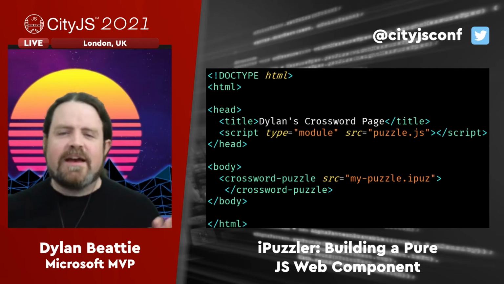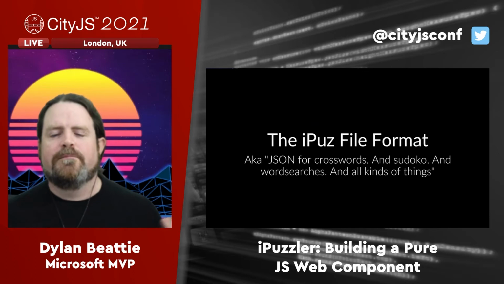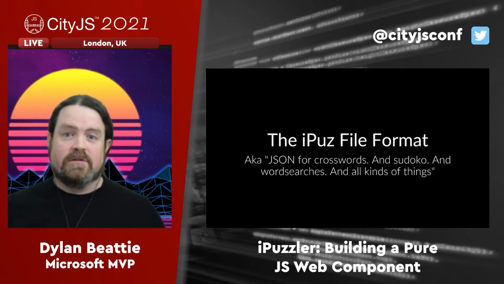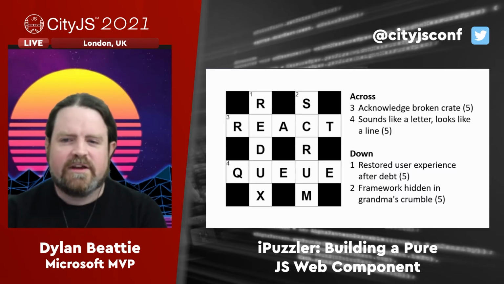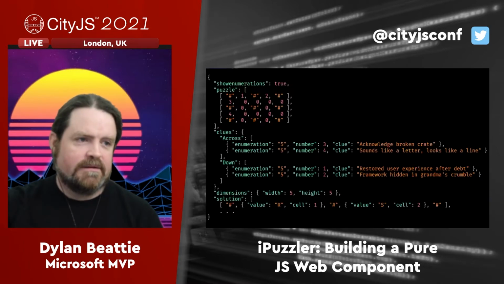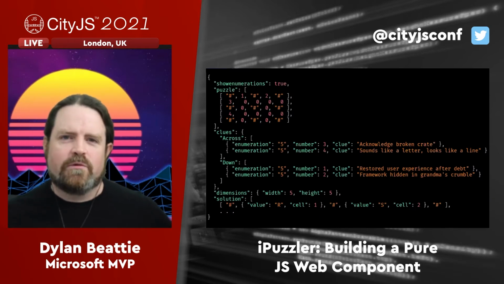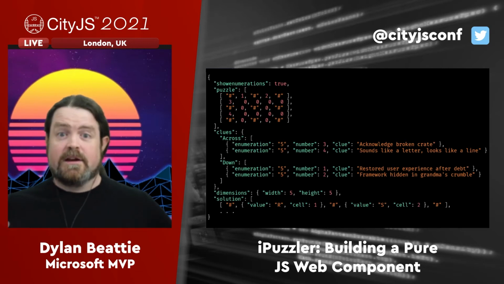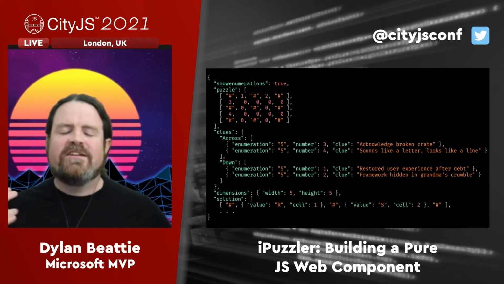Now, let's have a look at this iPuz file format. Like I said, it's a JSON format for crosswords and Sudoku and word searches, all those kinds of things. Here is a really simple example of a crossword puzzle. We've got a couple of clues, we've got a grid. If we export this puzzle as an iPuz file, it looks like this. There's a couple of things that I always find really interesting about reading data schemas and data formats that come from specific domains. Crossword puzzles are a domain. There's a bunch of rules and terminology and conventions which we need to model somehow.